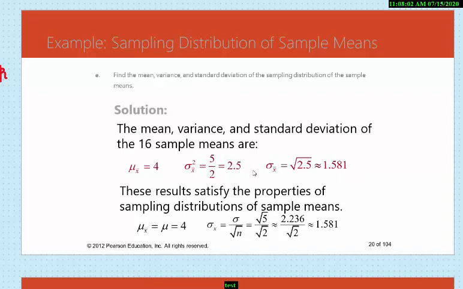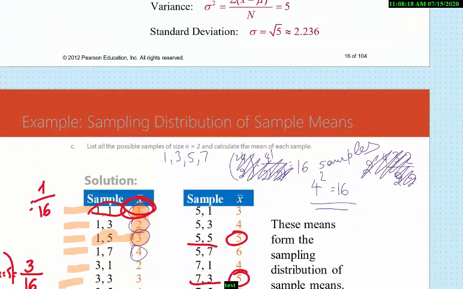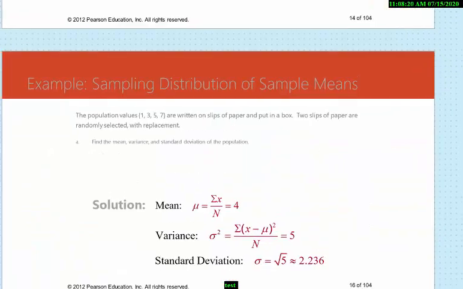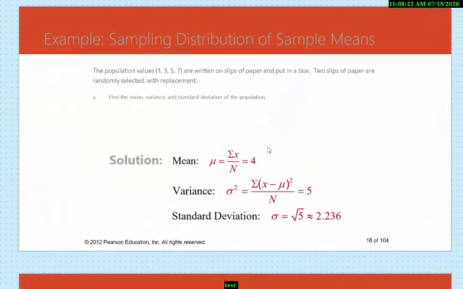Okay, now, if you remember what we did before, we calculated the mean, the variance, and the standard deviation of what? Of the population of the 1, 3, 5, 7. And we have them right here. So the mean of the population is 4. Yes, of course, 1 plus 3 plus 5 plus 7 divided by 4 is 4.